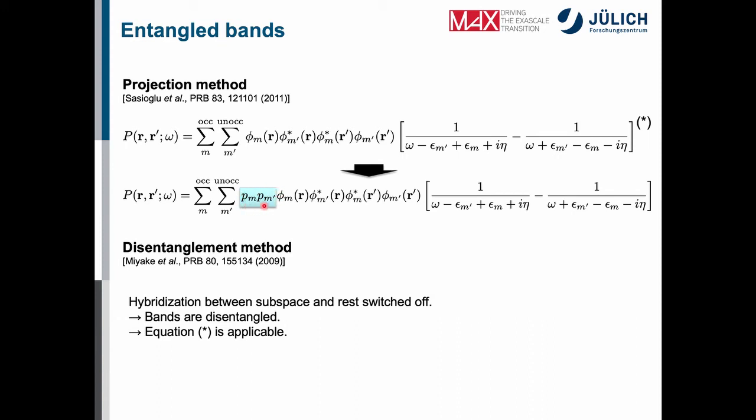There is another method which was proposed two years before ours by Takashi Miyake and co-workers. They argued that the problem is caused by the hybridization between the subspace and the rest. This hybridization is simply eliminated, which immediately disentangles all the states, and we can use the first equation again. Both methods are implemented. We usually use the first method because it is a bit more straightforward.